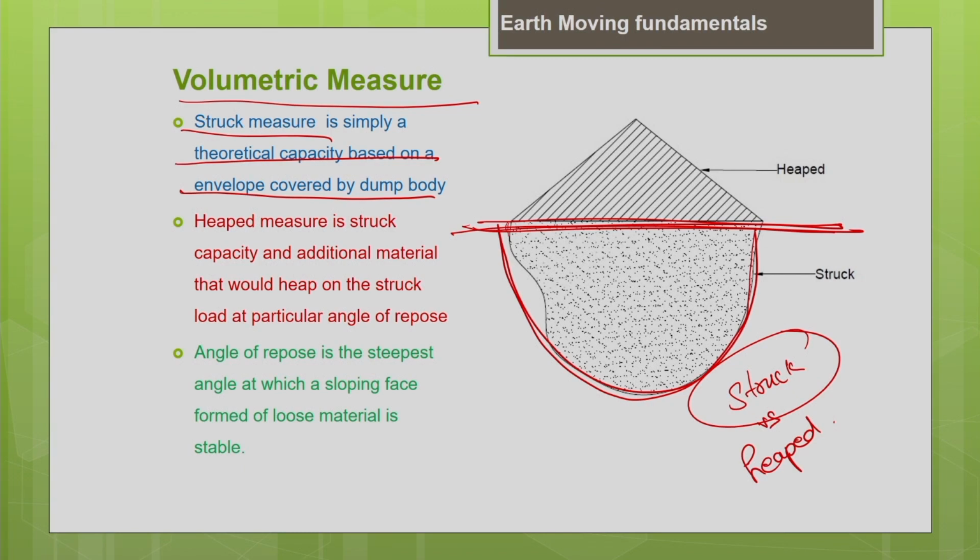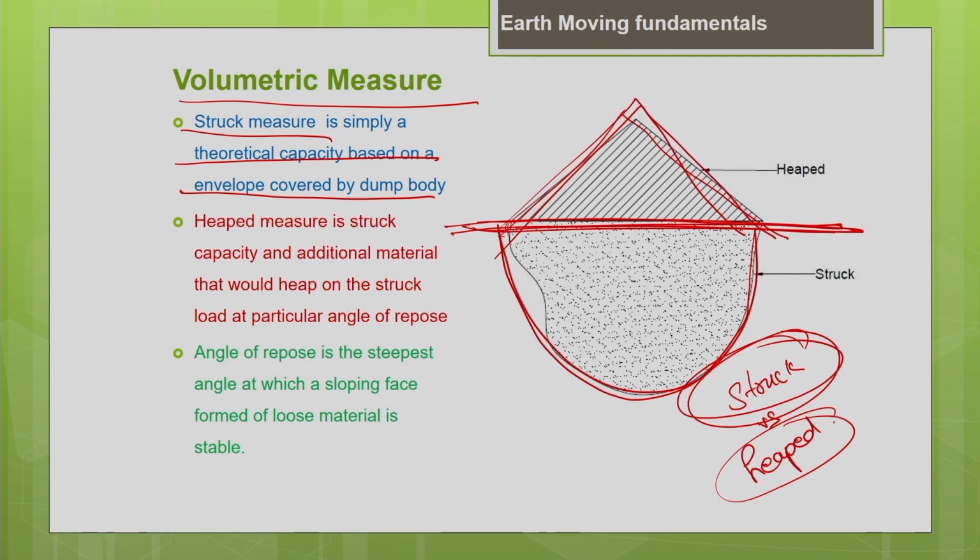So basically, in the practical scenario, when we load any bucket or load the truck, we never strike it level and then measure. So we are not interested in struck capacity. What we are interested in is heaped capacity only. Normally when we load a bucket or load the truck, we heap the material. We heap the material at a particular angle of repose depending upon the material type. So we are interested in this heaped volume only.